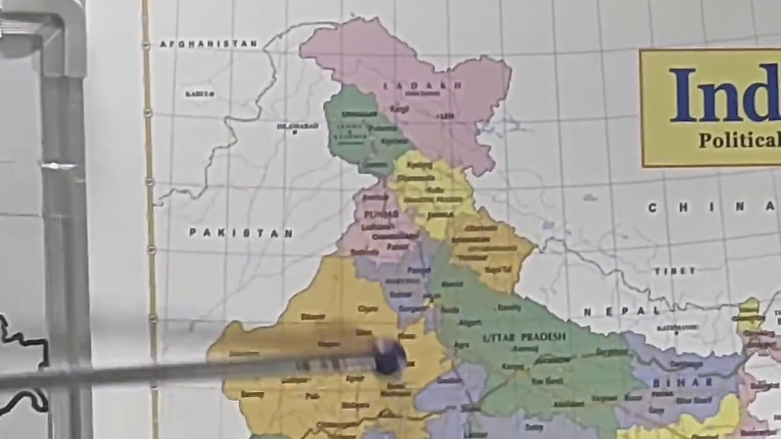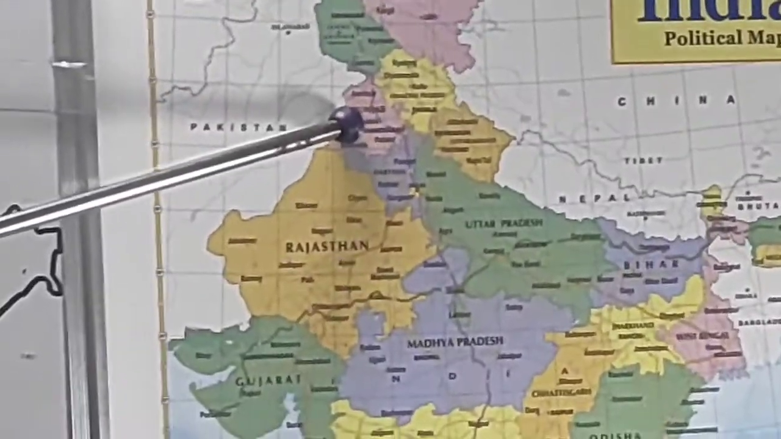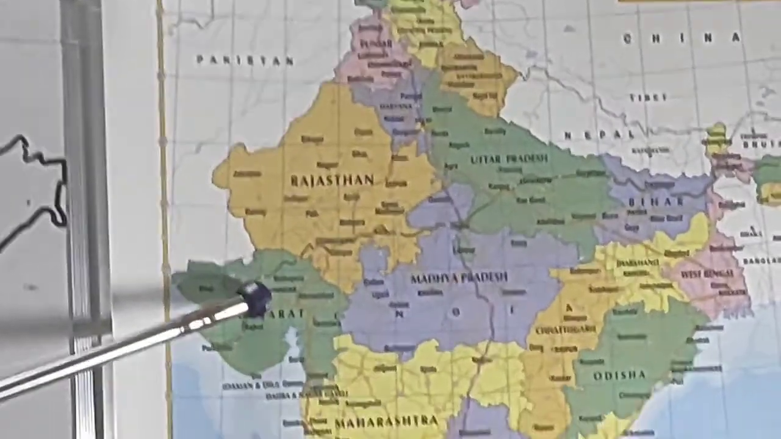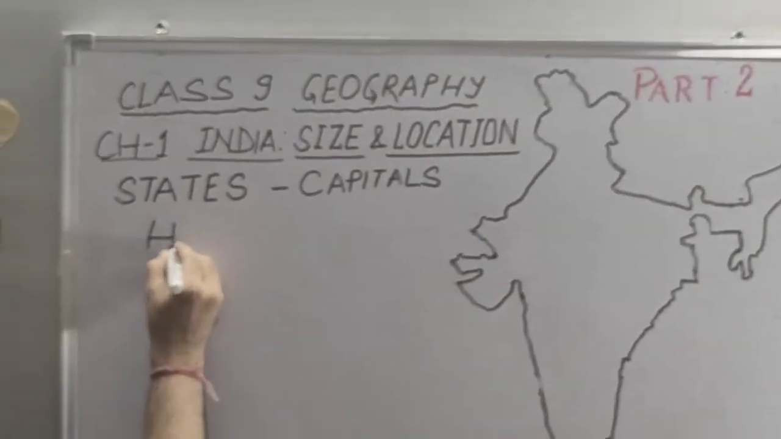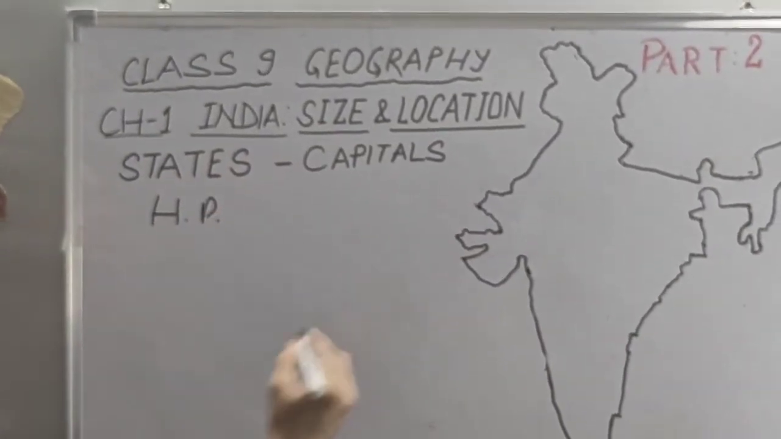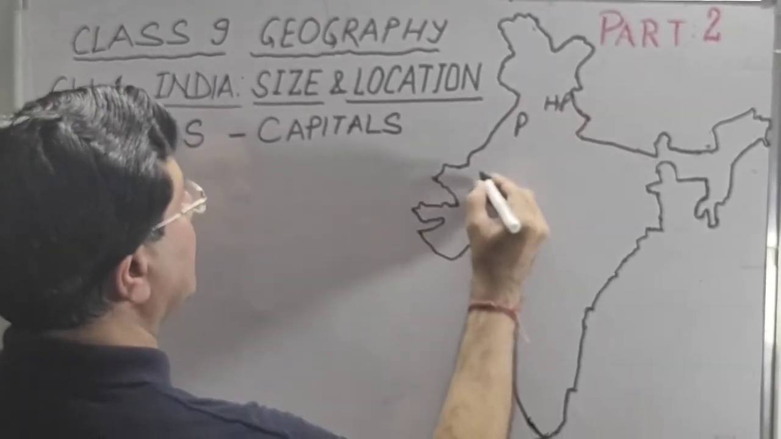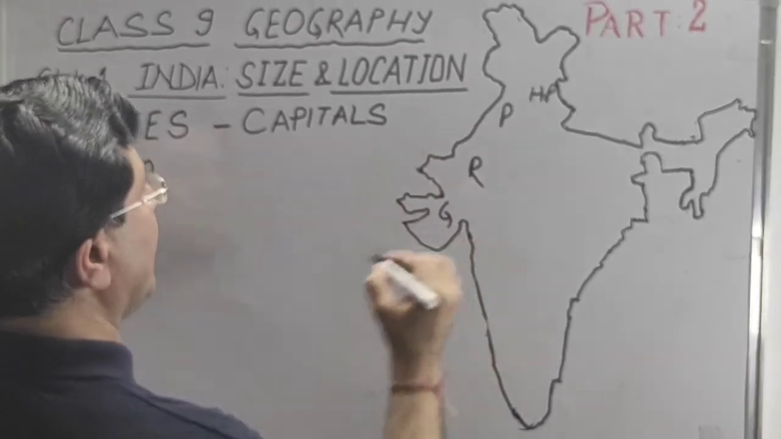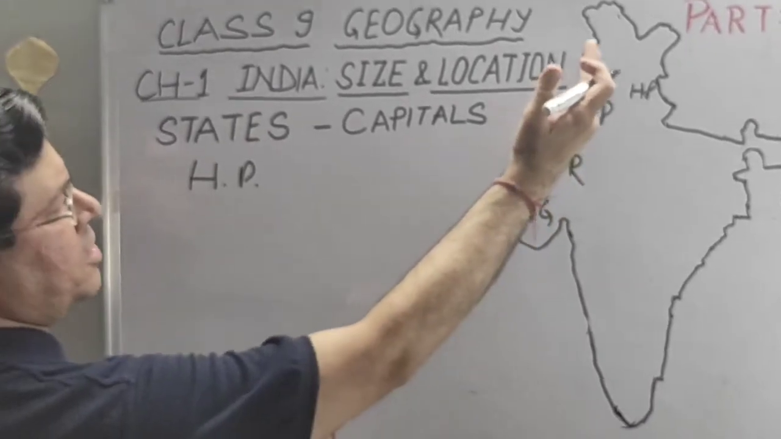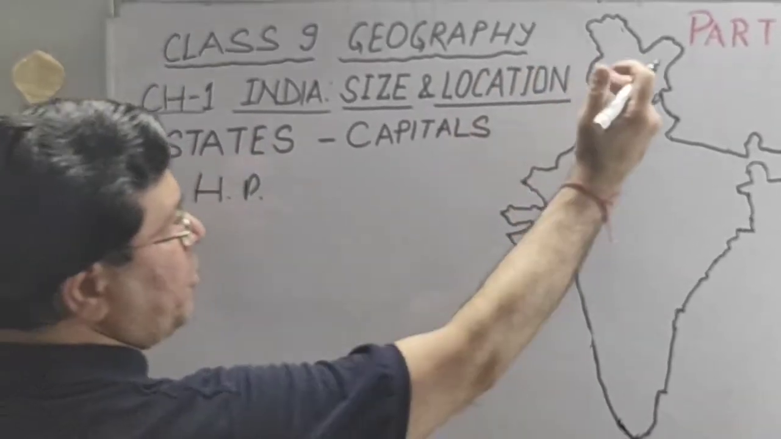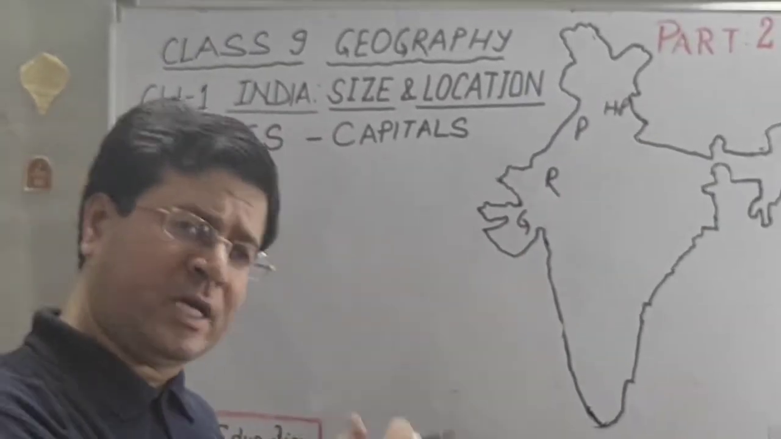Then, if we move further south, along the boundary of Pakistan, then we have Punjab and then Rajasthan, then Gujarat. So we are writing here Himachal Pradesh. This is your Himachal Pradesh. Then we have Punjab. Then we have Rajasthan. Then we have Gujarat. These states we are discussing from north to south. If you remember the direction, it becomes very easy to remember the location.